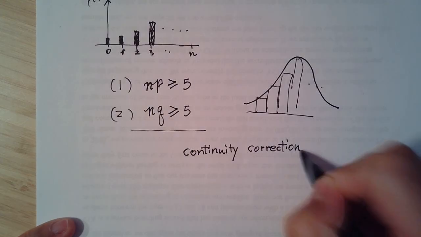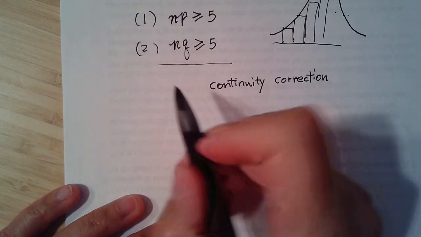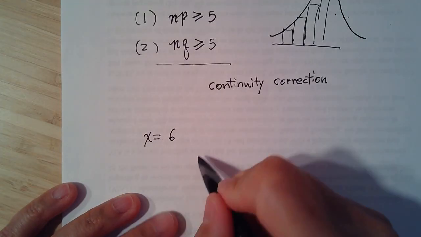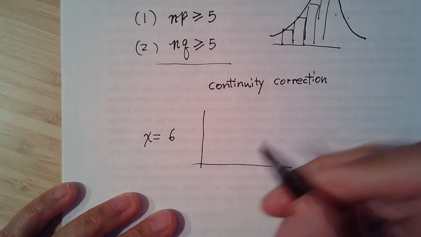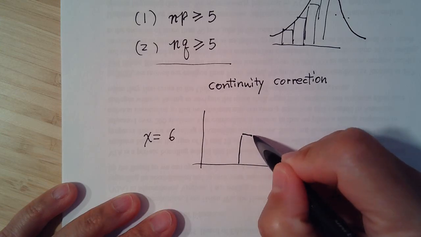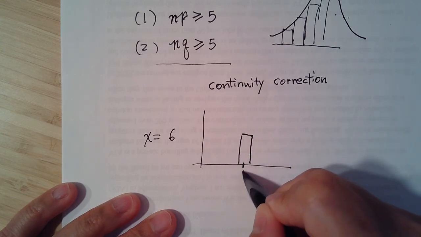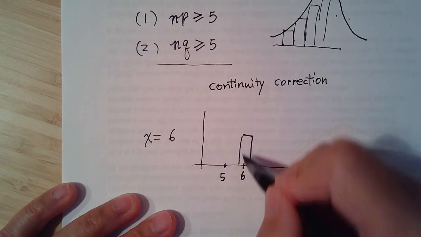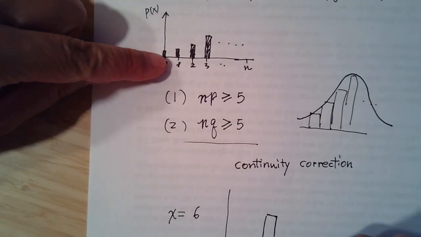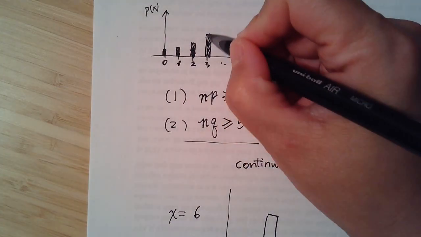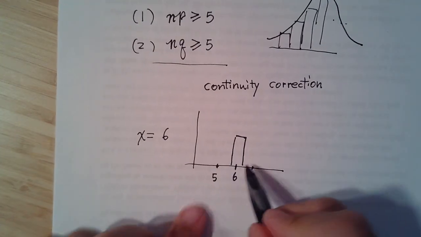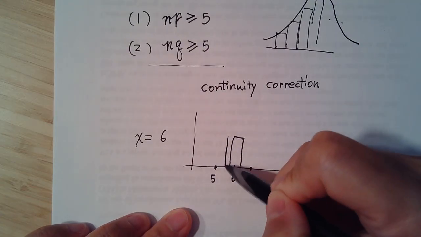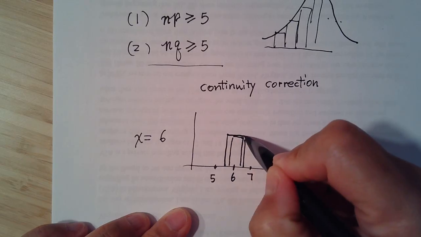What does that mean? For the binomial, if x equals, for example, 6, we can draw the bar in the histogram at 6. The next one will be 7, and before that will be 5. So instead of having all those isolated bars or just a vertical line, I am going to expand this to the left and the right by 0.5. So I would get this.